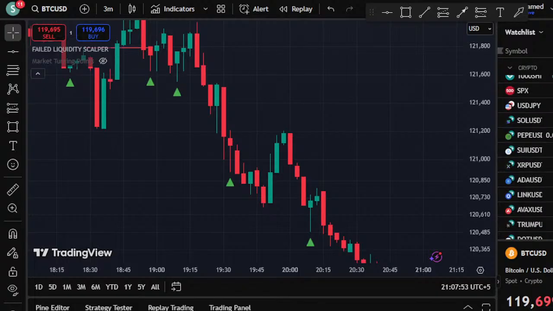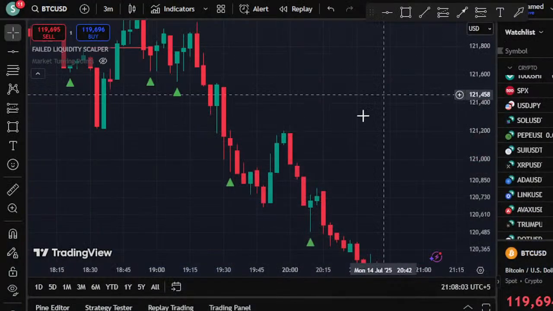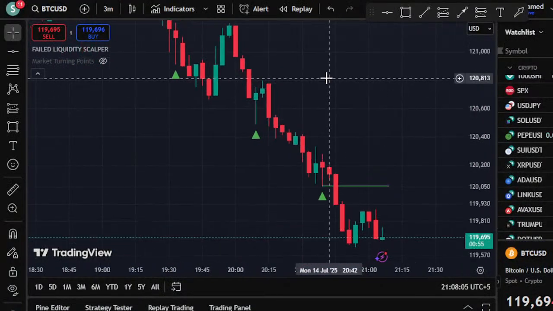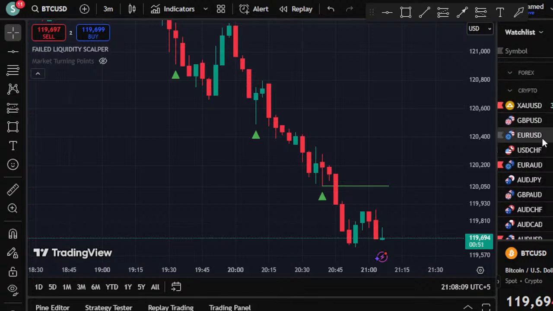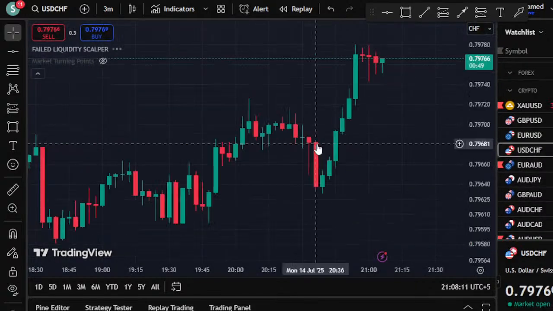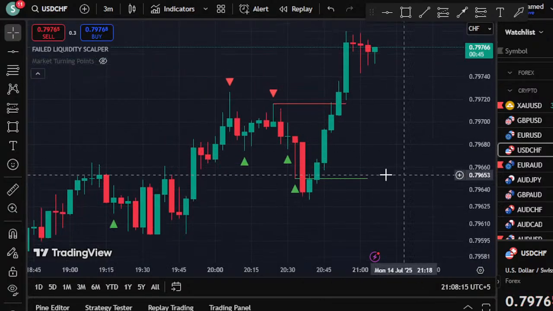For example, let's satisfy the crypto traders, and meanwhile let's see the questions. Combine it with the market turning points, brother. Basically the market turning points indicator is also very strong, but you cannot compare this beauty because it has a 90% win rate. So we cannot compare it with the market turning points. Otherwise you don't know what this indicator is.